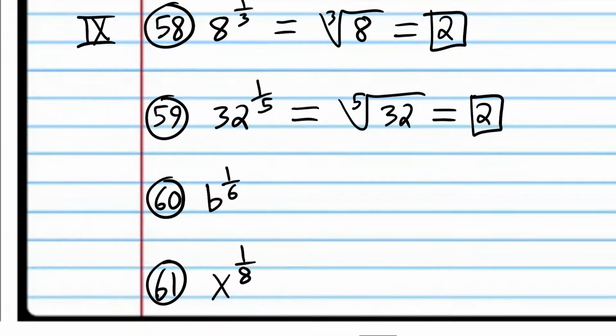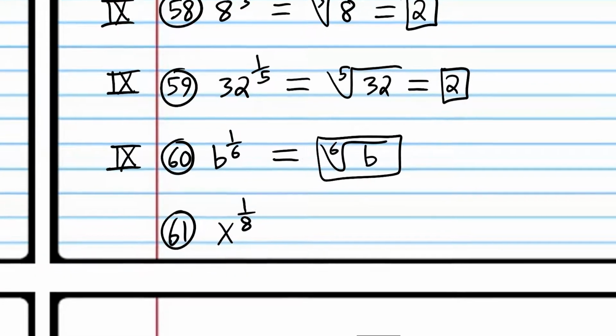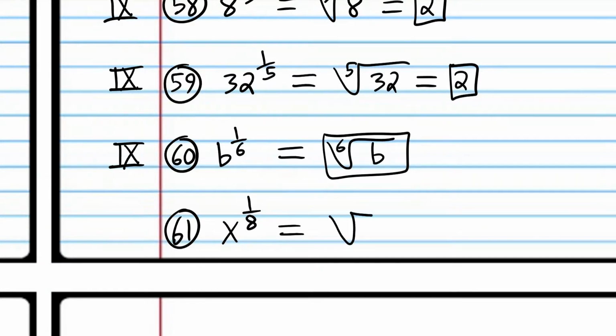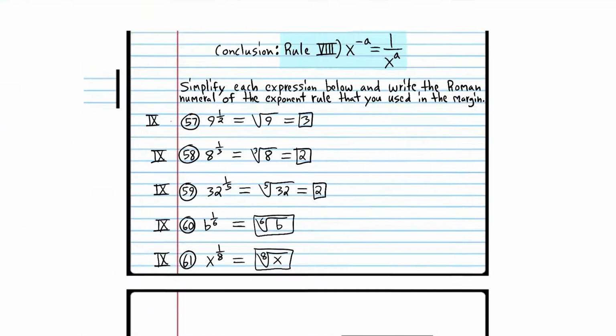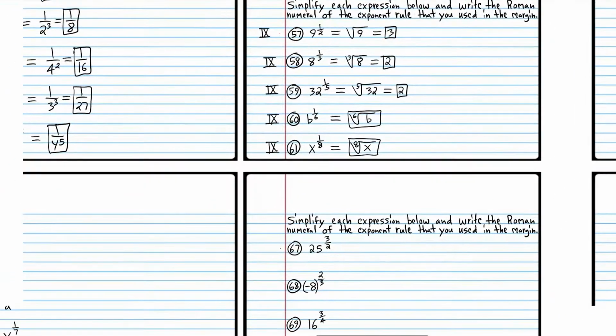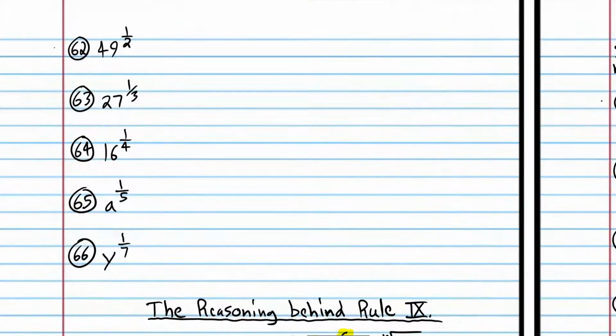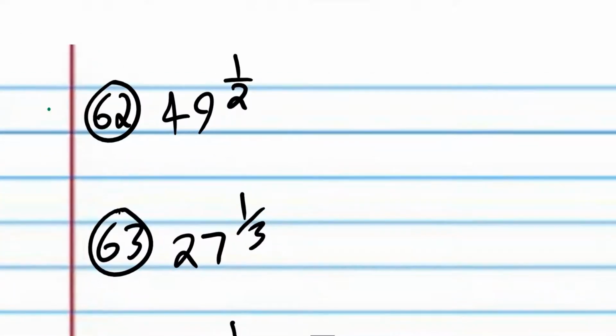Okay, so now 1/6 power would be the 6th root of b, and that's it. And I've got to remember to put the numbers of the rules. X to the 1/8 power is the 8th root of x. So that's fraction powers. It's very simple, as you can see. And we're going to talk about why a fraction power is equivalent to a root as we go along here. But now it's time for you to try. So attempt number 62, and when you come back, we'll do it together.